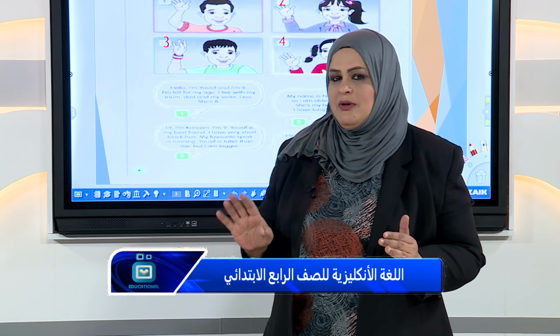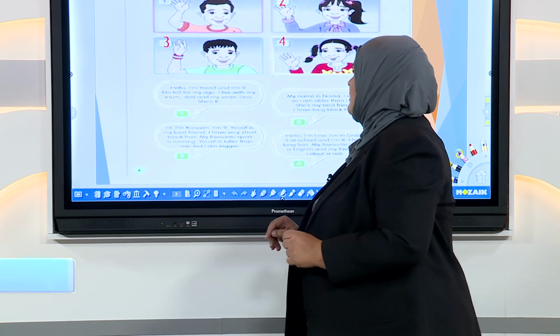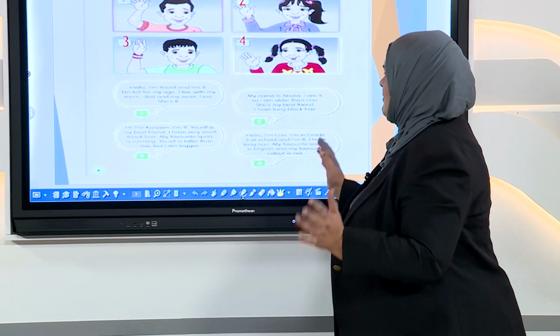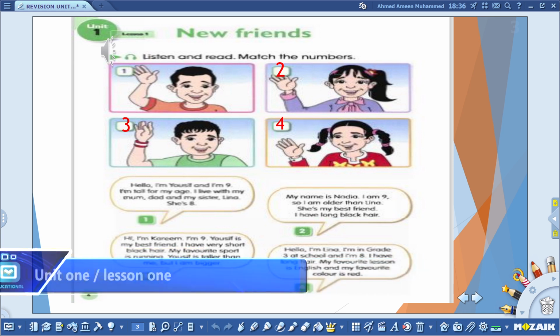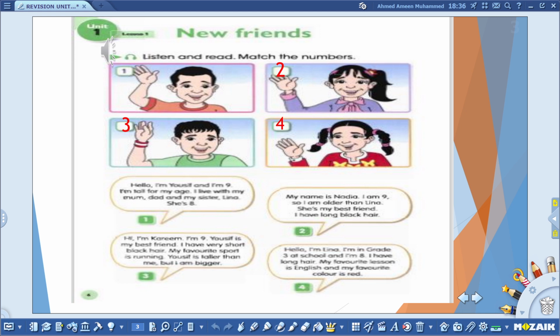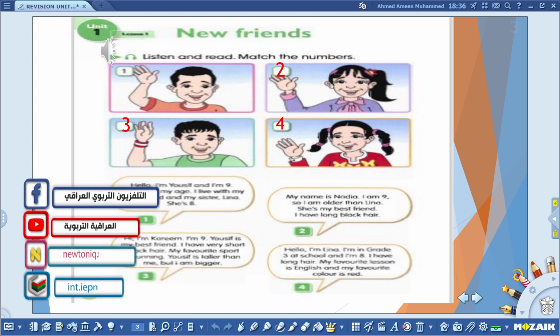Unit 1 Lesson 1. Let's go to the smart board and see what we are going to learn today. New friends. What can we see in the picture? We can see four characters, four pictures of four children. These children are going to help us learn how to speak and how to learn English in an easy way.